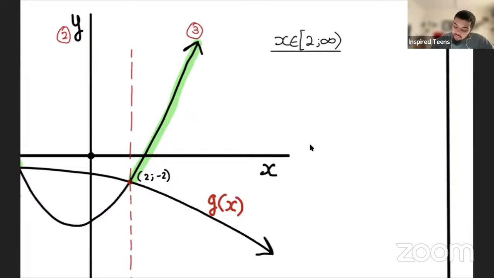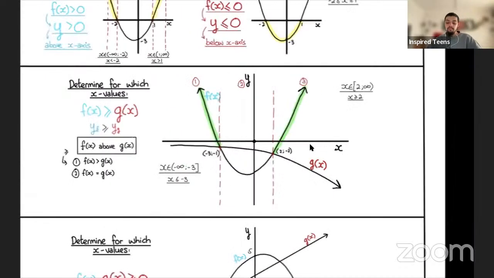Okay. And then with the inequality notation, you would just say x is greater than or equal to 2, which would obviously mean anything greater than or equal to 2 would go to positive infinity.